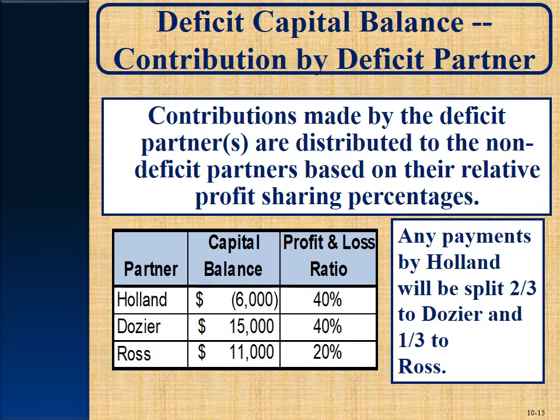Well, Dozier and Ross share in a 40% to 20% ratio. Okay, so if we take 40% plus 20%, that's 60%. So 40/60ths, 2/3, and 20/60ths, 1/3. That's how they come up with that.